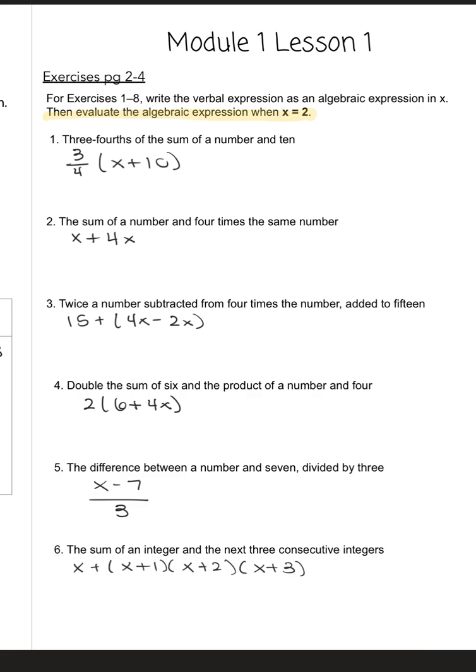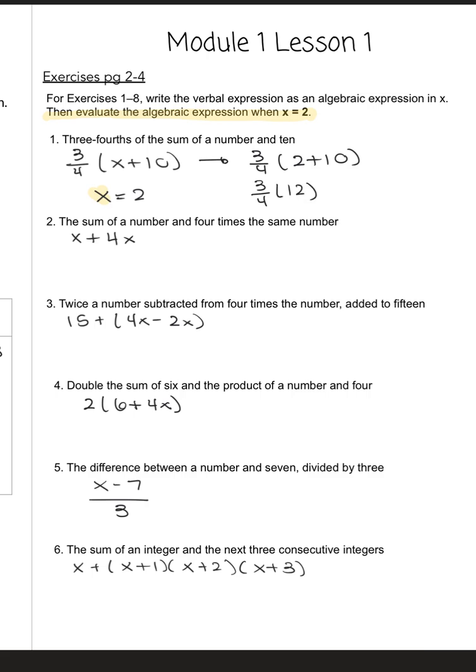All right, so now we're going to go through and simplify when x is 2. So when x is 2, we have 3 over 4, and then we have 2 plus 10. All right, looking at our parentheses, we have 2 plus 10, which is going to give us 12.